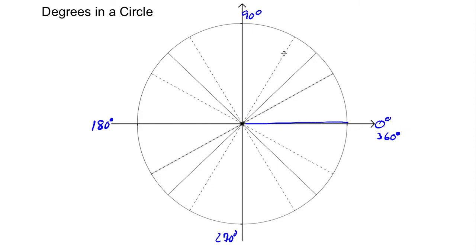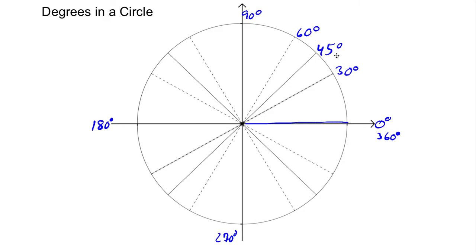Now we have these lines in here, which are common angles of a circle that we're going to look at when we talk about trig. This first one is 30 degrees. The second one is 45 degrees. And the last one is 60.